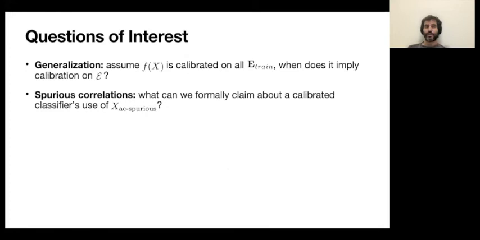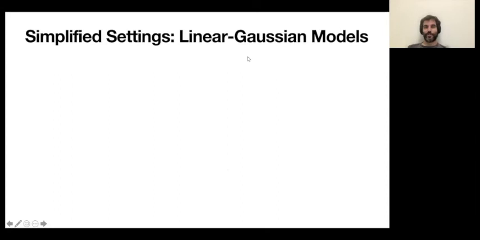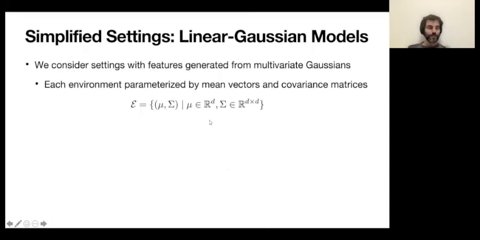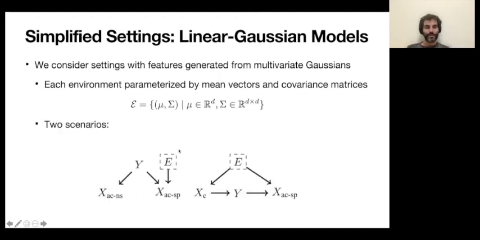And what we could show is we have some answers, limited answers to these questions, in a simplified linear Gaussian model. We consider settings where the environments are parameterized by mean vectors and covariance matrices, so that the entire set of environments is just the set of all possible Gaussians. We will look into two scenarios, which are not our full scenario, but they capture most of it. One is where we have no causal features, only anti-causal ones, which are spurious and non-spurious, and the other where we have causal features, but no non-spurious features.